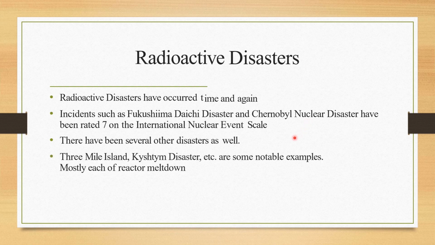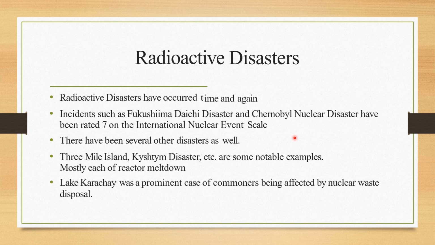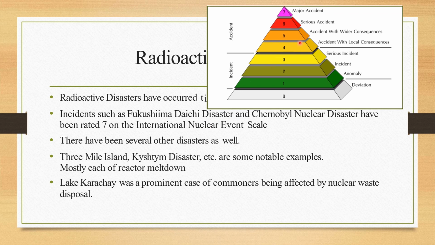Three Mile Island and the Kyshtym disaster are some notable examples, mostly of reactor meltdown. Lake Karachay was a prominent case of commoners being affected by nuclear waste disposal. This is a lake in Russia in which nuclear waste was being disposed and commoners were affected by this. This is the INES, or the International Nuclear Event Scale, according to which any radioactive disaster is judged. And as we can see, 7 is a major accident, the highest level, on which the Fukushima Daiichi disaster and the Chernobyl nuclear disaster have been rated.